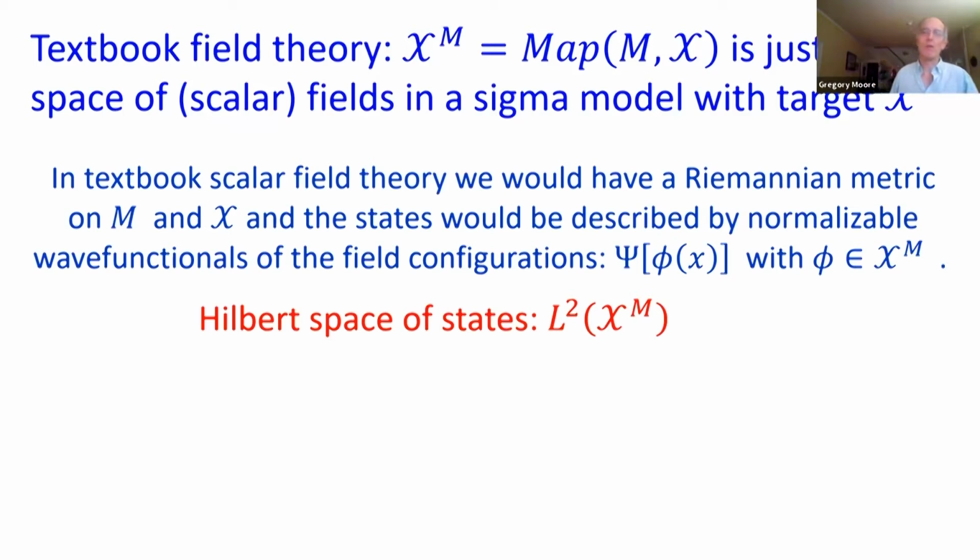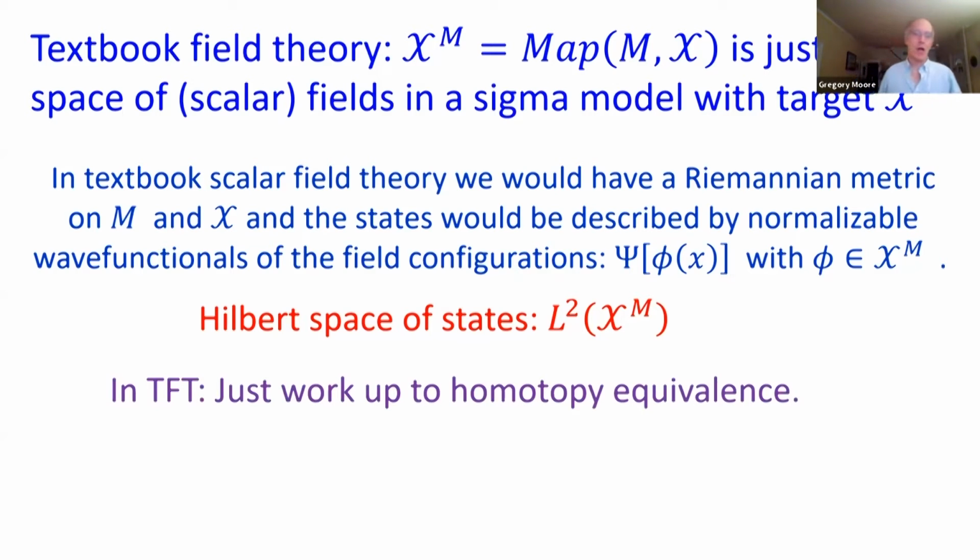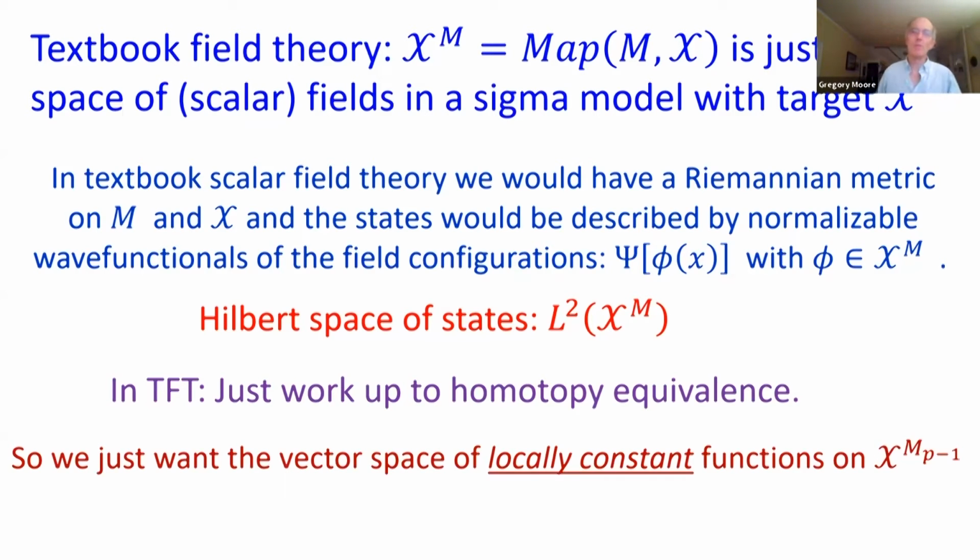Because of these Riemannian metrics, we have a measure on the functions on X^M, and we can talk about normalizable functions. Our Hilbert space of states is L2 of X^M. That's what you see in the textbooks on quantum field theory. Now, we're in this homotopical world, in this topological field theory world. We just work up to homotopy equivalence. So instead of normalizable functions on our mapping space, we talk about locally constant functions on our mapping space, X^M, with M = M_{P-1}.